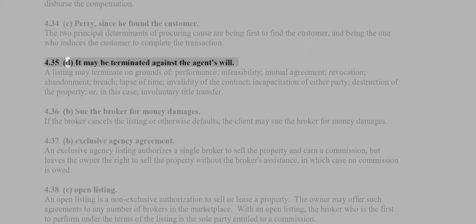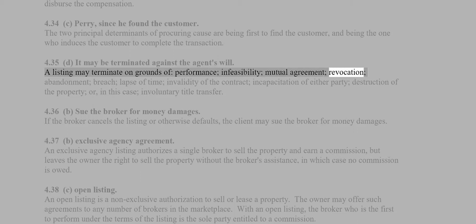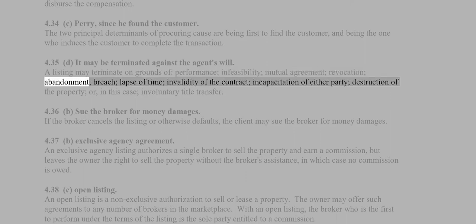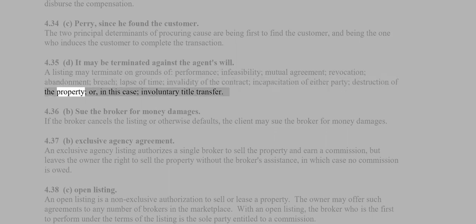4.35 d. It may be terminated against the agent's will. A listing may terminate on grounds of performance, infeasibility, mutual agreement, revocation, abandonment, breach, lapse of time, invalidity of the contract, incapacitation of either party, destruction of the property, or, in this case, involuntary title transfer.